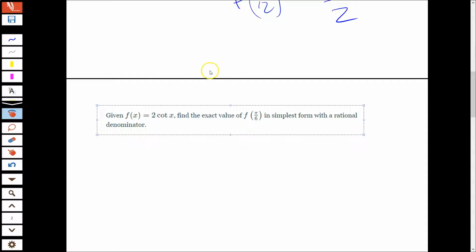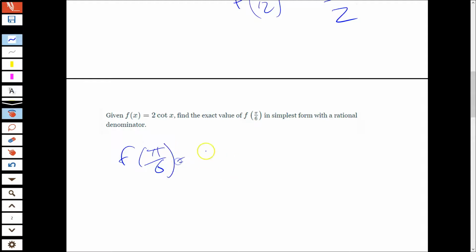So here's a great one to contrast with the previous one. So f of x is now 2 cotangent of x. If you say cot x, by the way, it hurts my soul, so please say cotangent. 2 cotangent of x, and we want f of pi over 6. I'm thinking of the last one. f of pi over 6 equals 2 cotangent pi over 6.